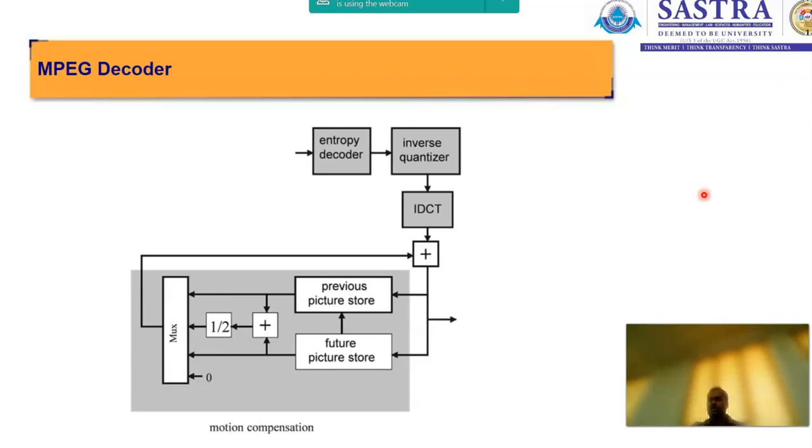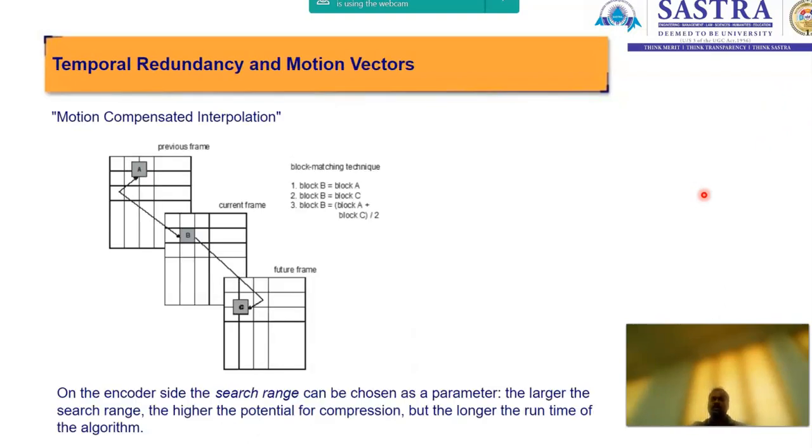So in the decoder, the receiver side, there are temporal redundancy and motion vectors. So motion compensated interpolation: how it is happening between the current frame, previous frame, and the next frame. So what is the difference? They will check it out. So the block matching technique is used.